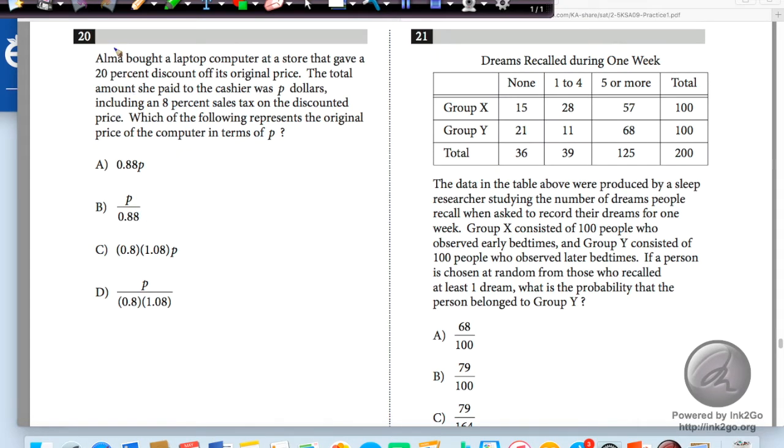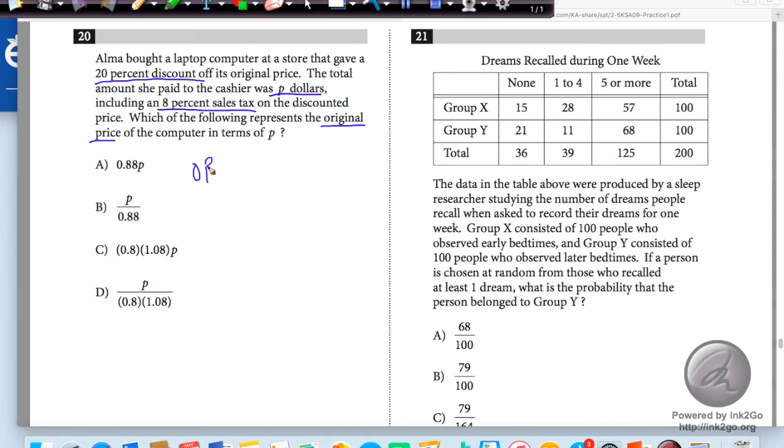For problem 20, it says, Alma bought a laptop computer at a store that gave a 20% discount off its original price. The total amount she paid to the cashier was P dollars, including 8% sales tax on the discounted price. Which of the following represents the original price of the computer in terms of P? So what I really care about is trying to figure out what is the original price of the computer in terms of P. Now remember that P is what she paid overall.